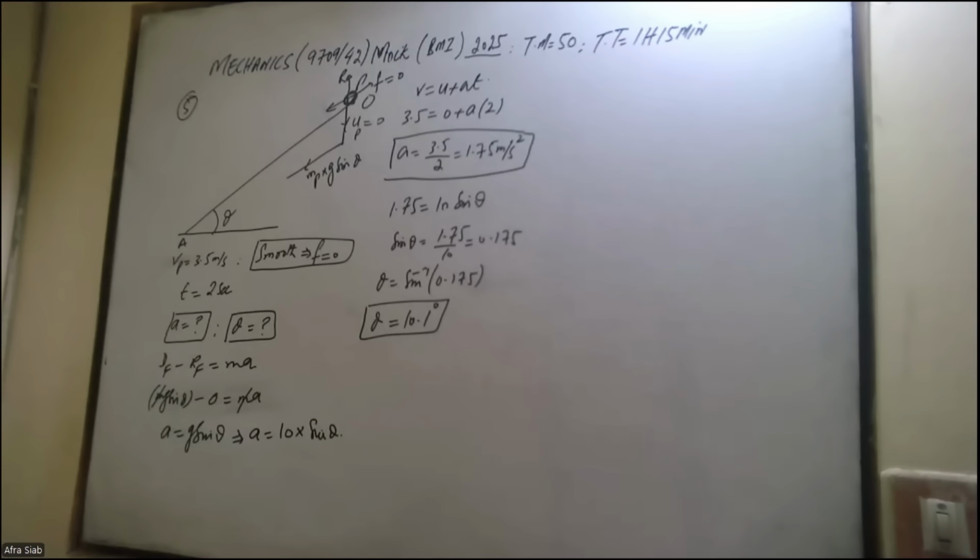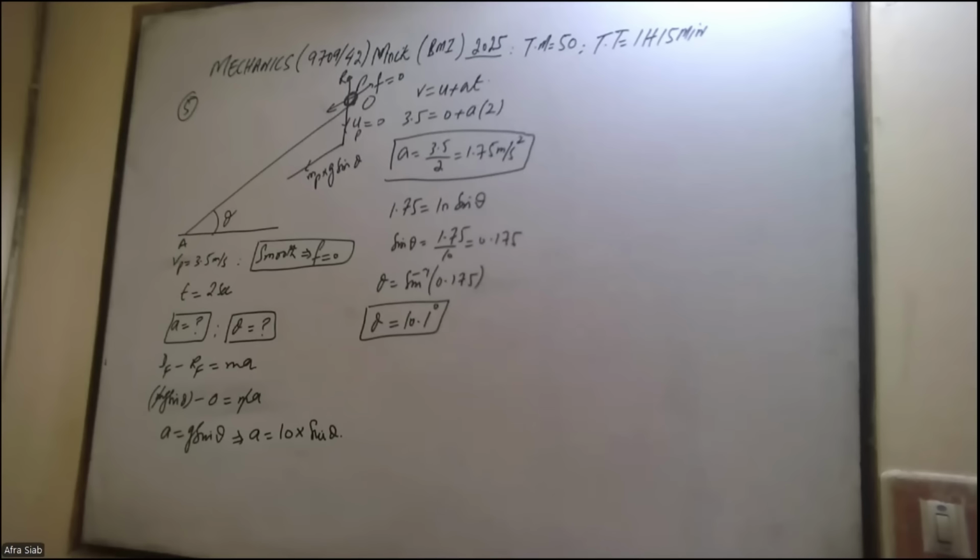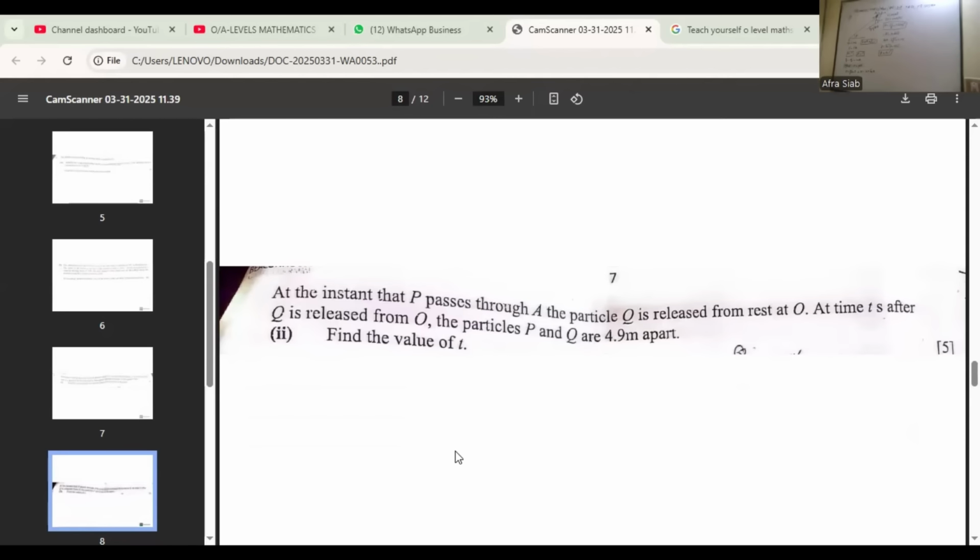Now the next part. For the second part, at the instant that P passes through A, particle Q is released from O. After t seconds after Q is released from O, the particles P and Q are 4.9 meters apart from each other. Find the value of t.